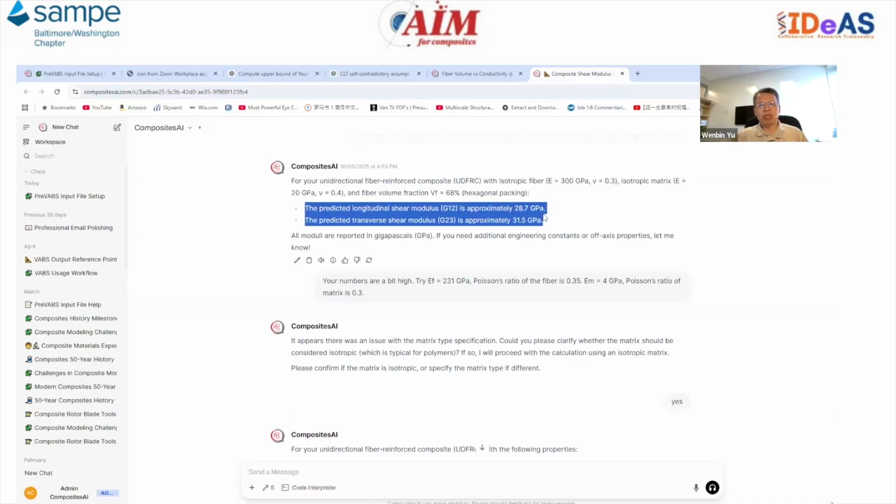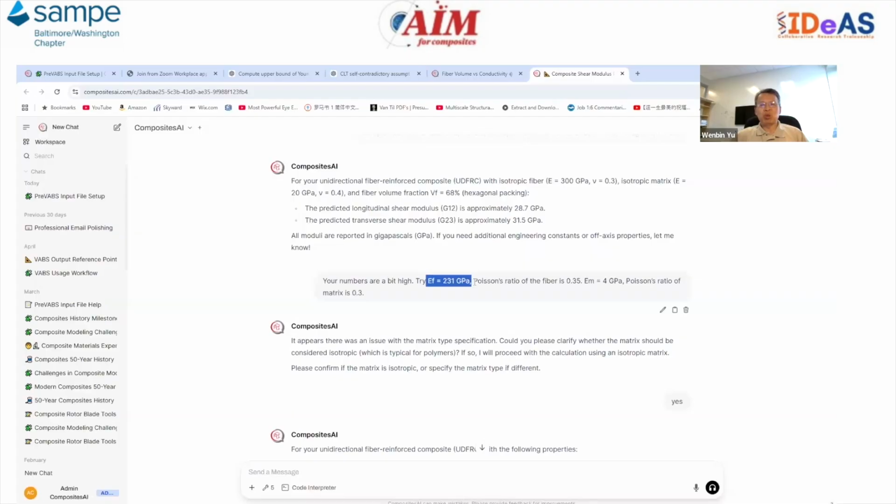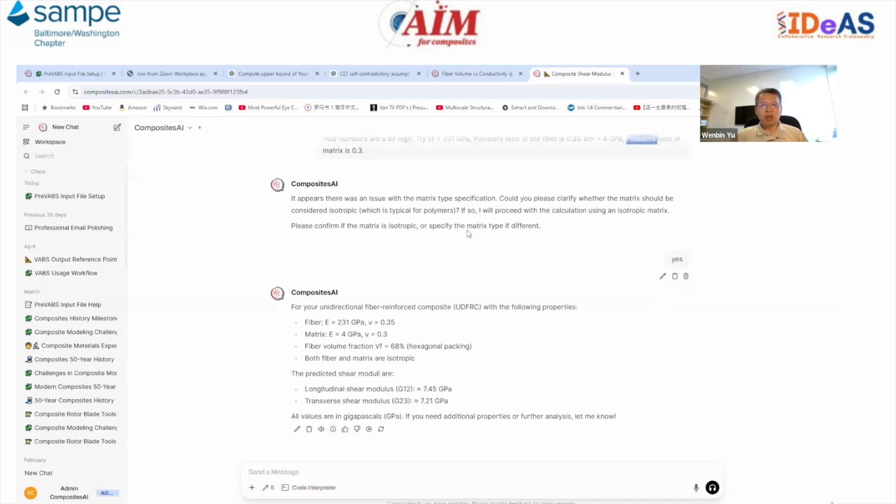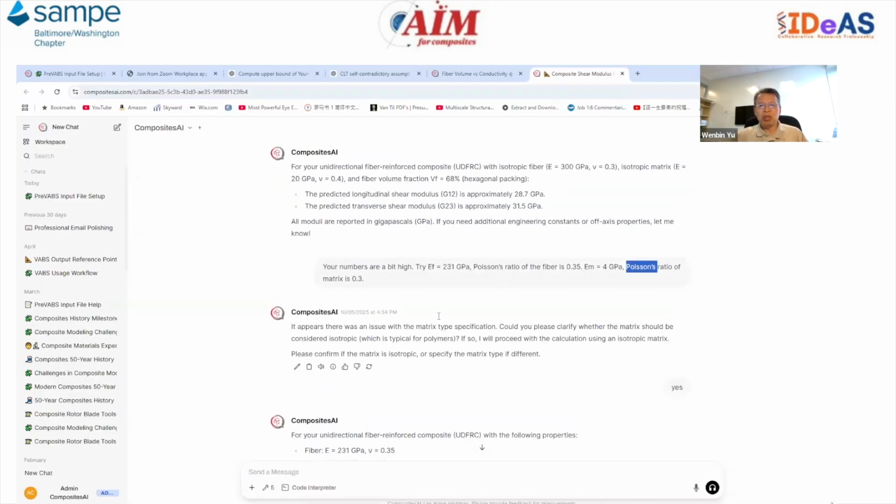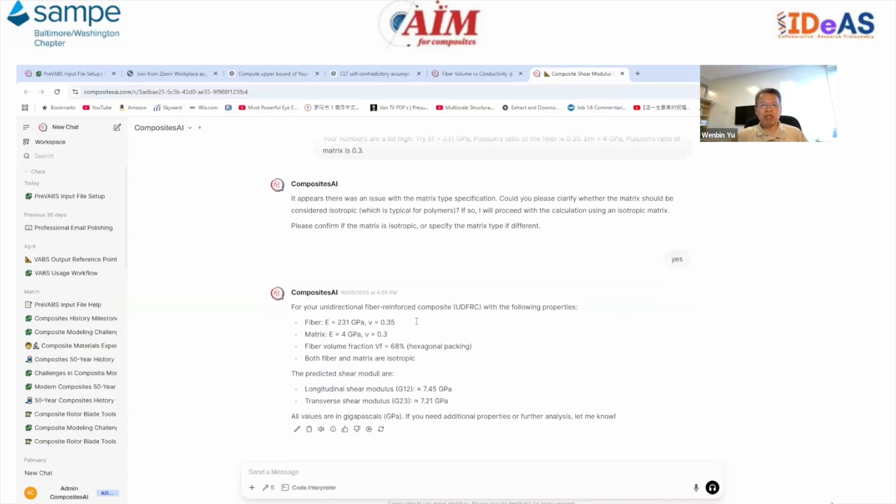So those are the results, which are exactly what I did, running the sophisticated finite element model for him. Then this line is actually directly from his email. He said, your numbers are a bit high. Try EF equal to 231, and the Poisson's ratio, and EM and the Poisson's ratio. And of course, the AI will clarify some questions, like it doesn't know whether the matrix is isotropic or not. I say assume isotropic, then it will give the results.